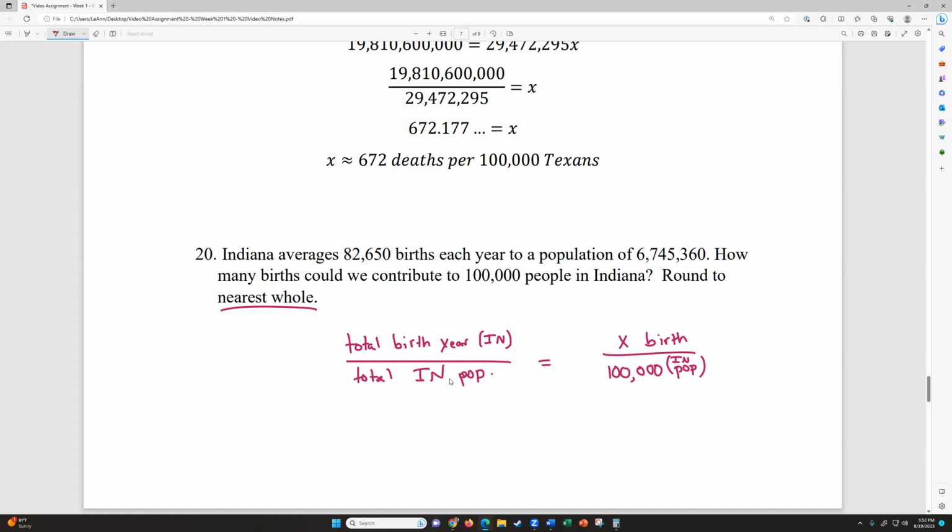So we are going to plug in our numbers. Hoosiers is what we call people who live in Indiana.